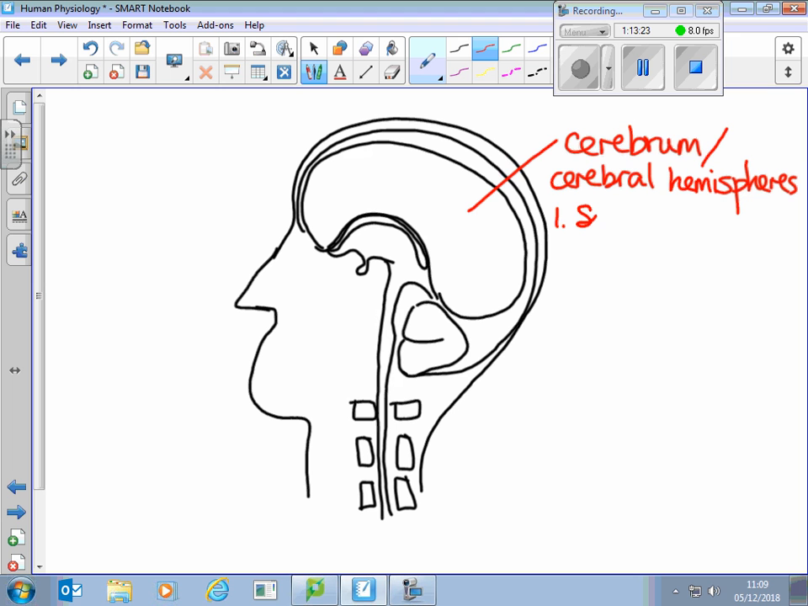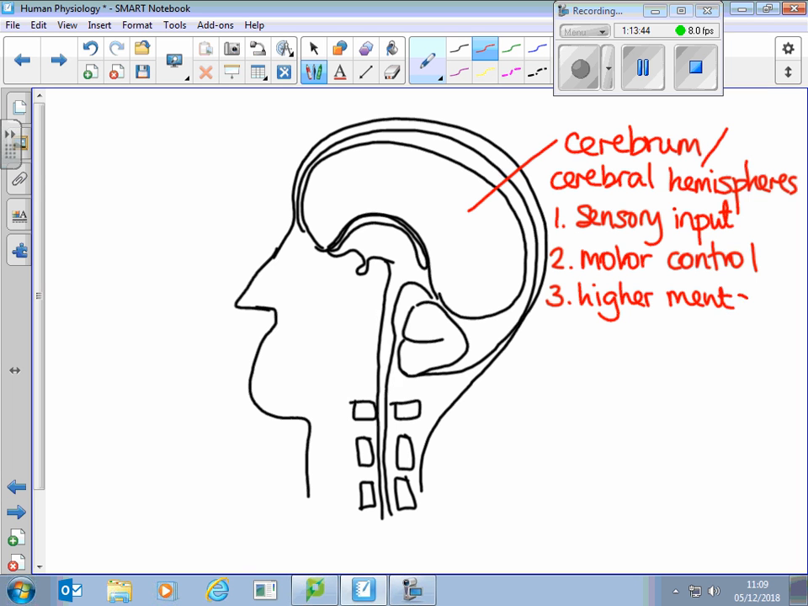So we've got sensory input, we've got motor output or motor control, and then these higher mental functions, this is where all the processing goes on. This is our ability to think, if you like, reasoning, that sort of thing. The sort of things that separate us from other animals, largely, although obviously the closer related other animals are to us, the more you might detect some of these things.